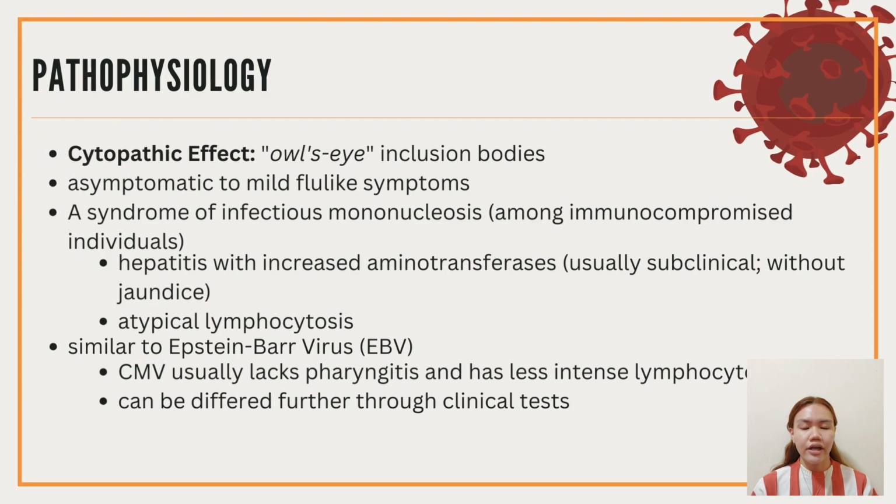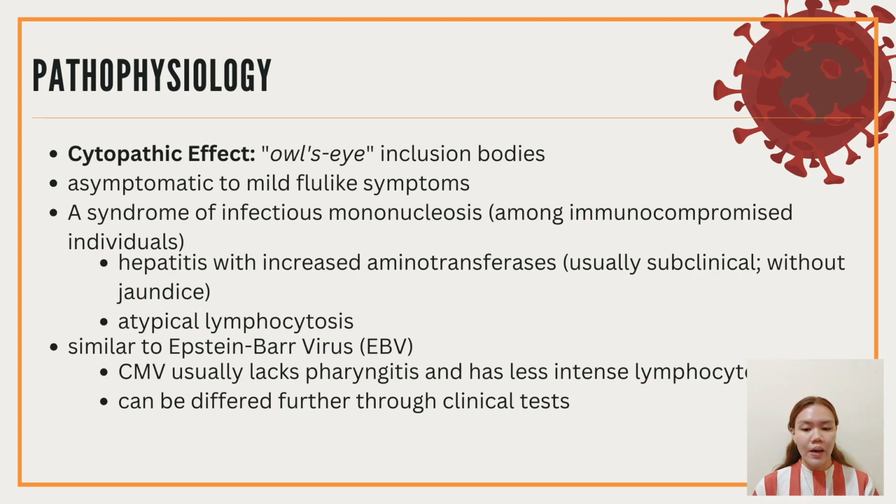So one unique clinical manifestation of a CMV infected tissue is that it has an inclusion body that looks like an owl's eye. When a healthy individual gets infected with CMV, he or she doesn't usually exhibit symptoms, or if there are symptoms, it is usually mild flu-like symptoms only. However, among immunocompromised individuals, like the patient in this case, they develop a syndrome of infectious mononucleosis.